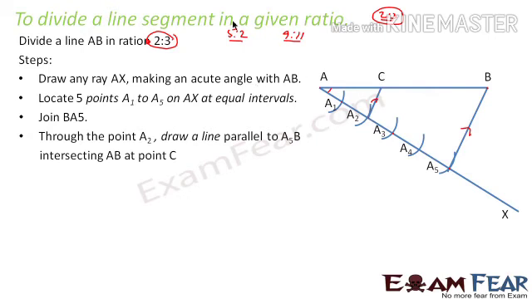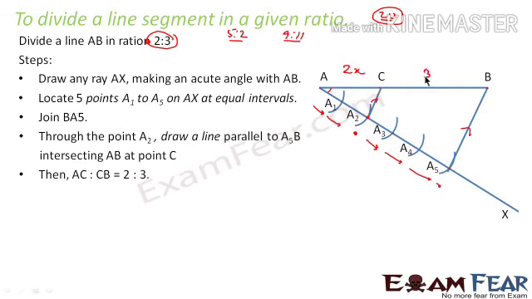Correct? Why have I done it like this? Because the question says 2:3. If I take 1 unit here, 2 units here, I reach this point. From here I take 3 units, 1, 2 and 3, and I reach this point. Correct? So the points which will be useful for us are this point and this point. From A2 we draw a line parallel to A5B, and this meets at point C. Correct? So now we can see that AC by CB is equal to 2:3.